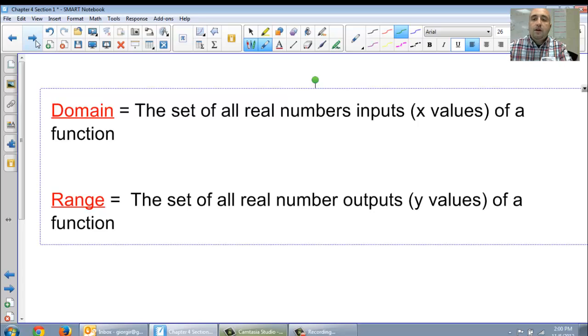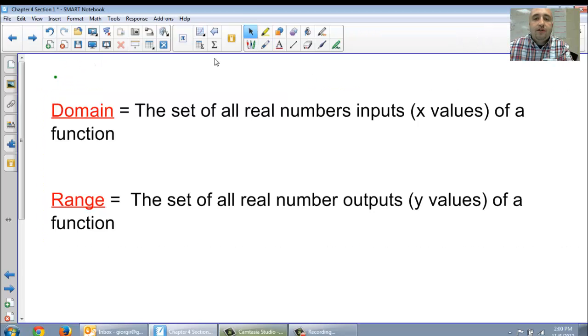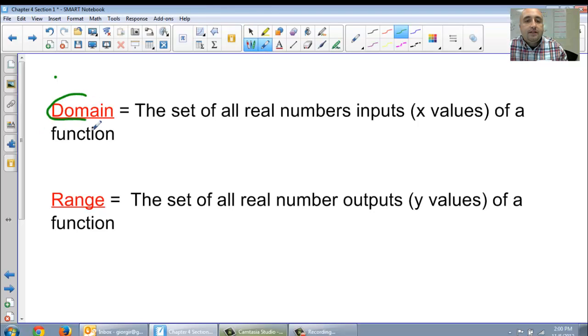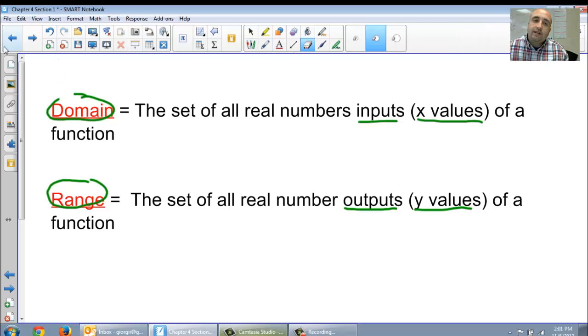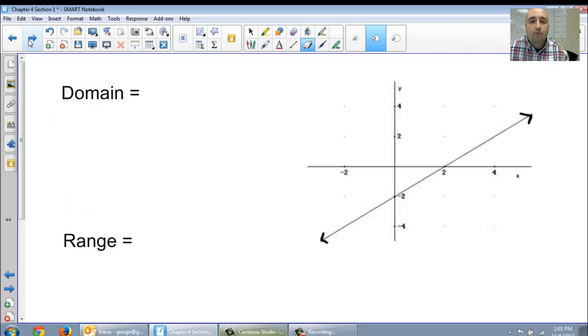Okay? All right, so now to the tricky part of this particular section. Domain and range. Domain, the first one here, domain, let me get a marker. Domain is the set of all real number inputs. And remember, inputs and X values are the same thing. The range is the set of all output values or Y values of a function. Okay? So this is not going to make a whole lot of sense until we do some examples. So let's look at example number 1 here.